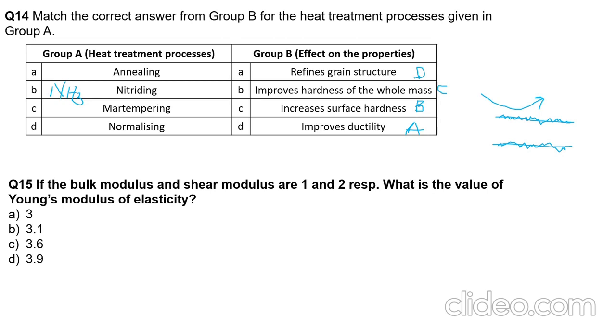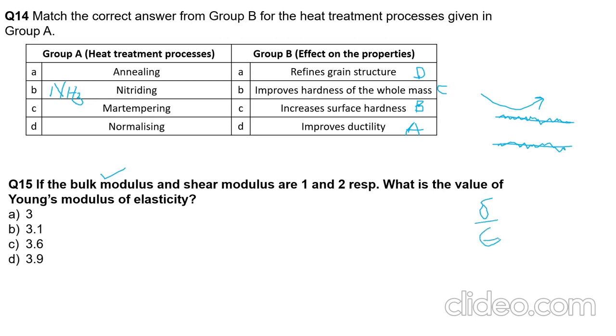Okay, thank you. So next question is, if the bulk modulus and shear modulus are 1 and 2 respectively, these are just values of your moduluses, 1 and 2 is given. So what is the value of Young's modulus of elasticity? So I think this is a relationship between the three moduluses. One is bulk modulus. Moduluses normally are nothing but a ratio of your stress to your strain, right? This is a stress and this is your strain.